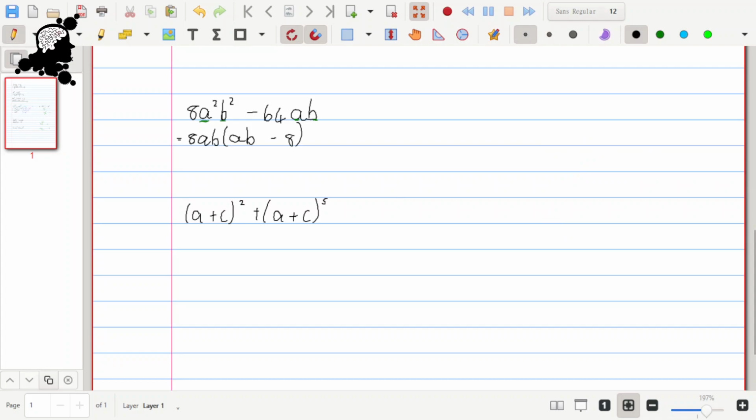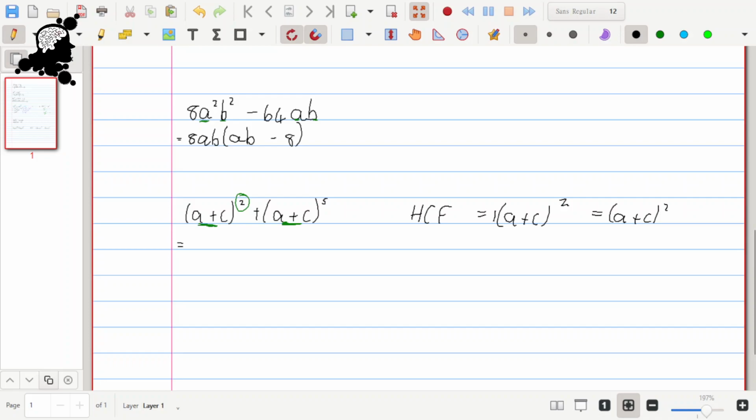All right. So in this instance, our highest common factor, looking at the coefficients, we've got a coefficient of 1 and a coefficient of 1, so I don't need to worry about that. But just for the sake of brevity, let me add the 1. Now we've got (a plus c) squared and (a plus c) to the power 5. The lowest exponent between these two is the 2. So my highest common factor is going to be (a plus c) squared.